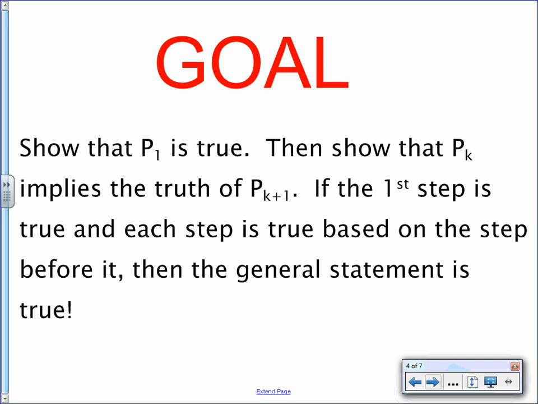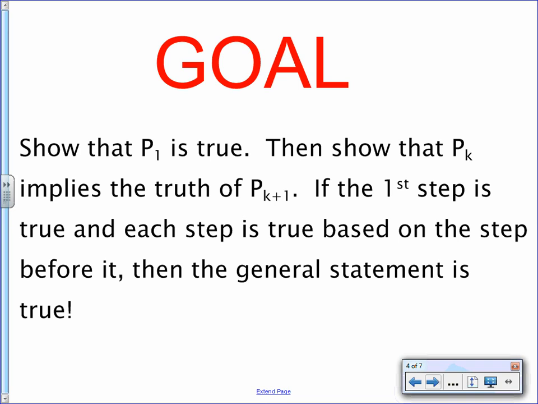So we'll set up our first domino with P of 1. Then we'll choose a random domino and say, okay, as long as k makes k plus 1 true, then we've proved that whatever we're working with is true. It's going to be true for anything.